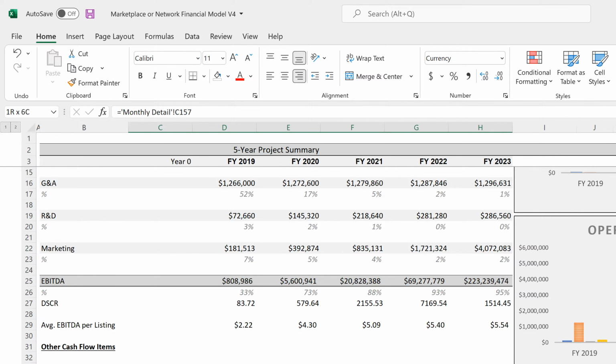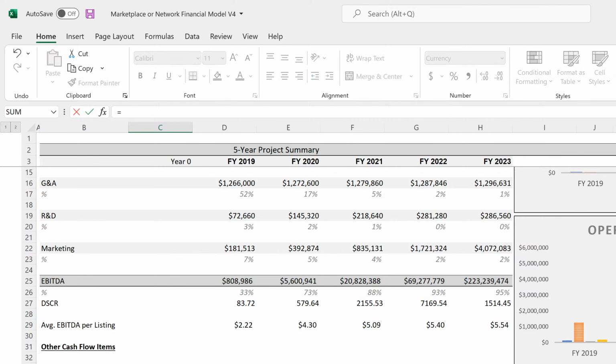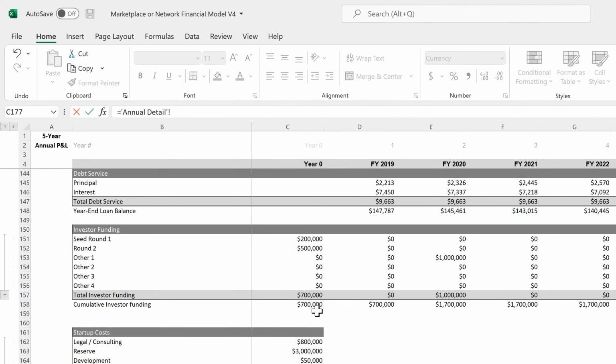Oh shoot, here, investor funding. So here, well, we could include that. So we could put in investor fund. So go to the annual though. Or actually go to cash flow statement annual. And it's this here.